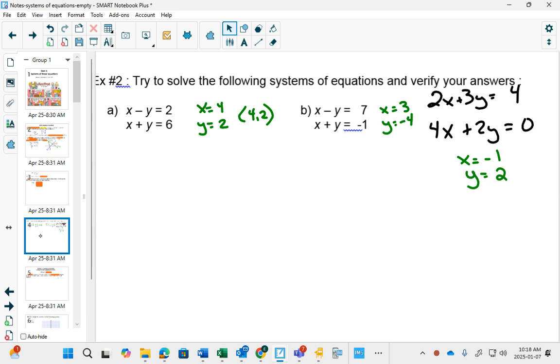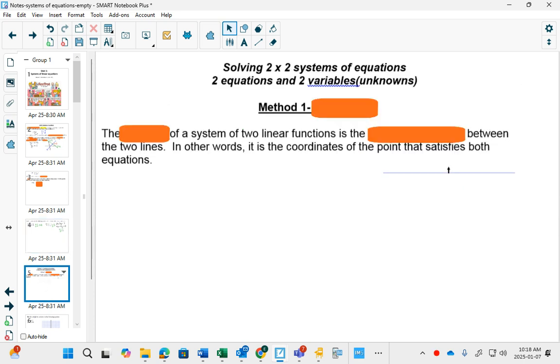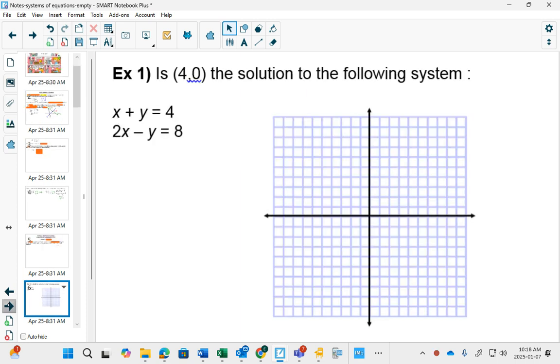So there are the solutions for those ones that you tried on your own. And method 1 is connected to our last unit. We can solve things graphically. So the solution we already talked about is the place where they intersect. So if we can graph accurately, then we can find a solution by seeing where they intersect. So we have to use our skills from our previous unit.